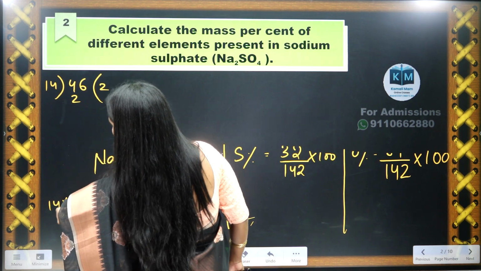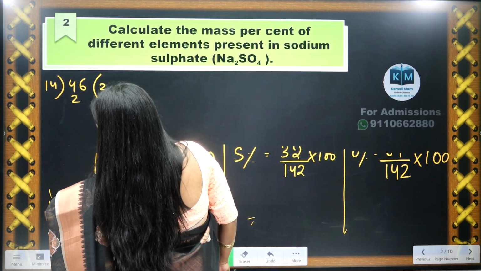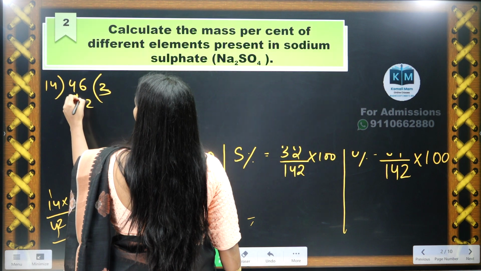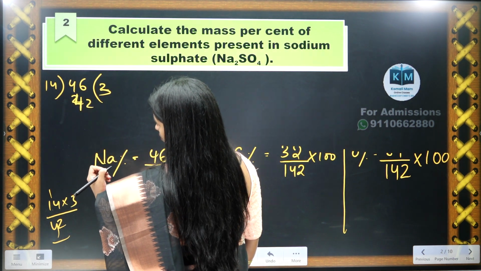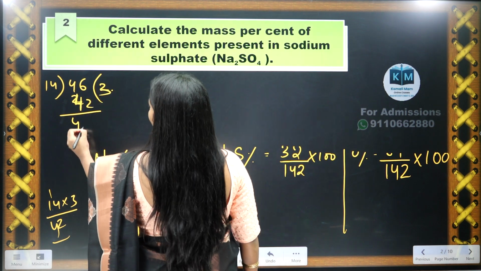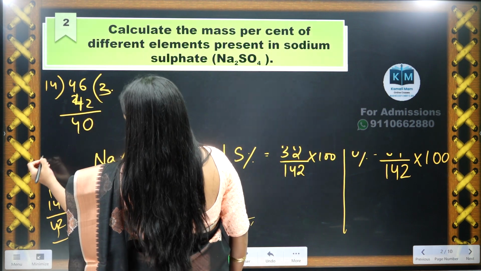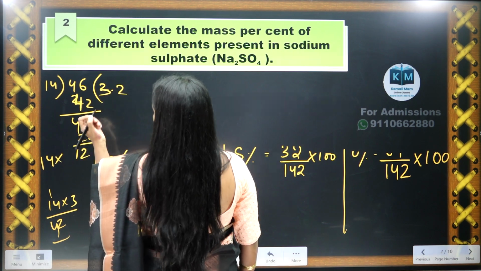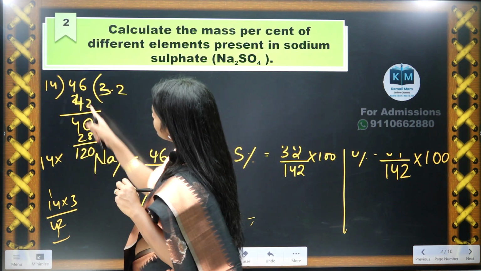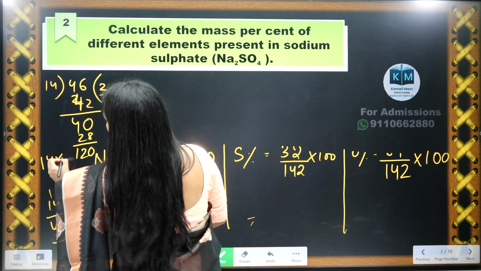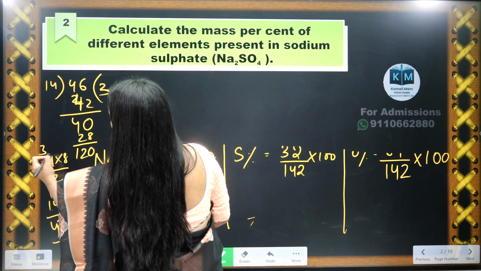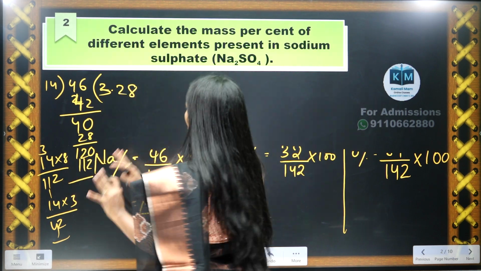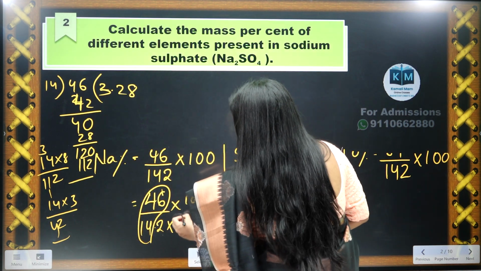14 2s are 28. 14 3s are 42. Then 4 is left, 0.0. 14 2s are 28, 12, then keep 0 here. 14 10s are 140, so it will be 14 8s are 112. So 8 comes here, 112. Then I'll stop it here. I got 3.28. 0 0 cancel.